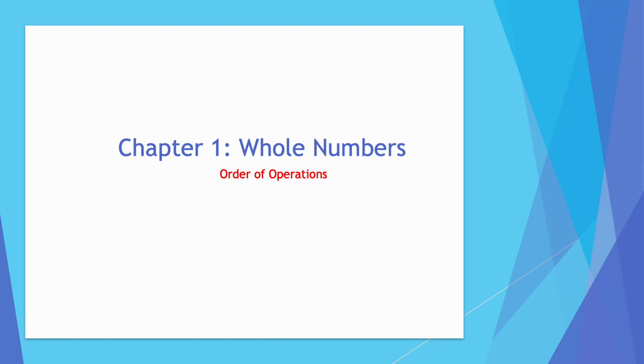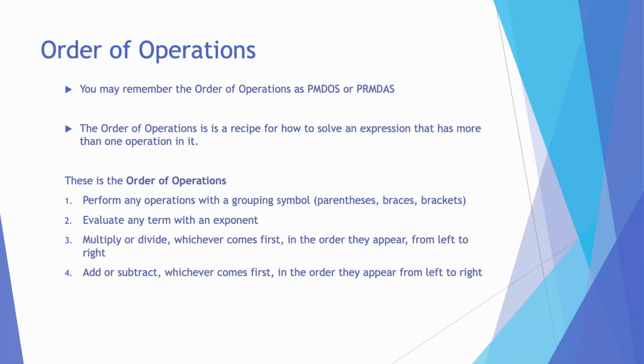This is the last section in Chapter 1, which has to do with order of operations. You may remember order of operations before as PEMDAS or PRMDAS. I remember it as Please Remember My Dear Aunt Sally, which is the PRMDAS acronym. Okay, it doesn't matter which one you remember.